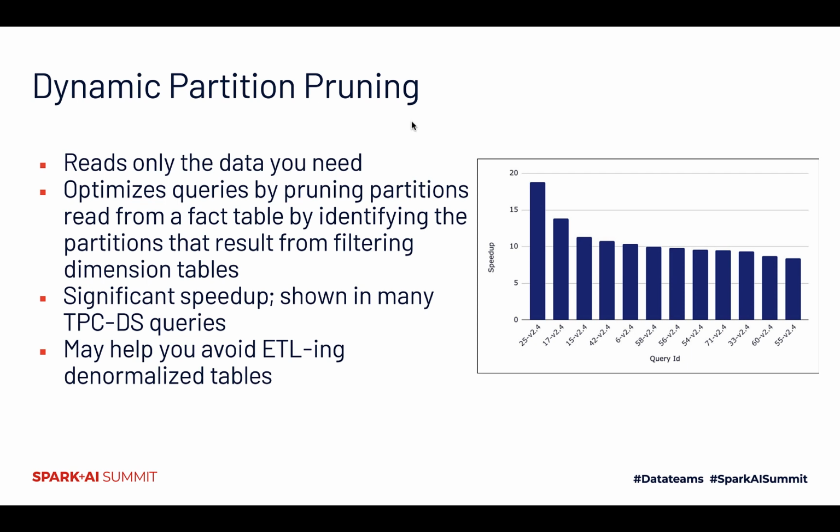If you look at how we do in the TPC-DS query benchmark, you'll notice a number of our queries got very large improvements. One of them got, in fact, a factor of 18 in terms of improvements. Others got improvements of 8 to 10 times improvement. This is huge.